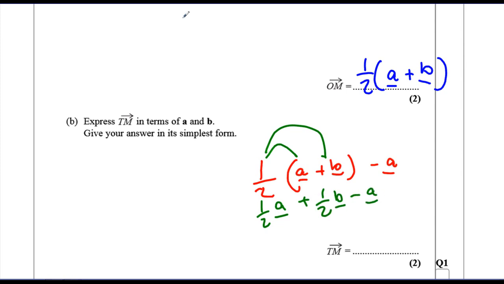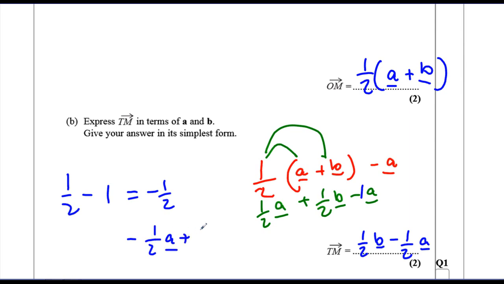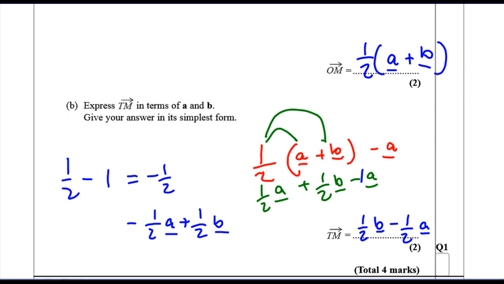Right, if you've got a half of A and you take away A, algebra comes in handy. That's 1 A, isn't it? And also knowledge of maths, half minus 1 is minus a half. So your answer is going to be a half B minus a half A. If you want to put them the other way around, go for it, but you better write minus a half A plus a half B like that. Does not matter. The examiner's going to love it either way you do it.